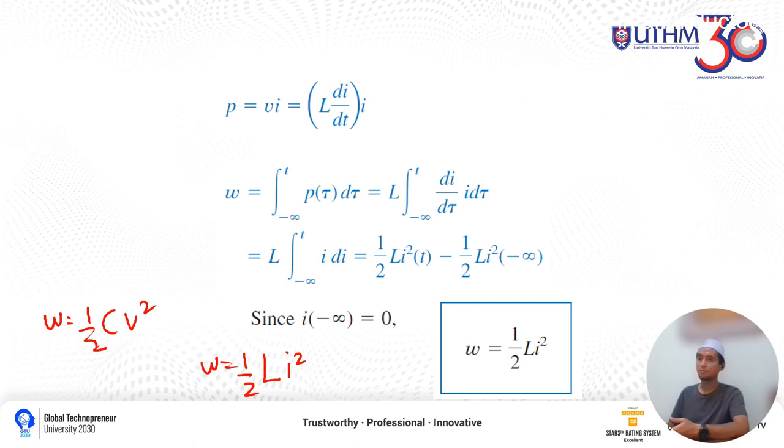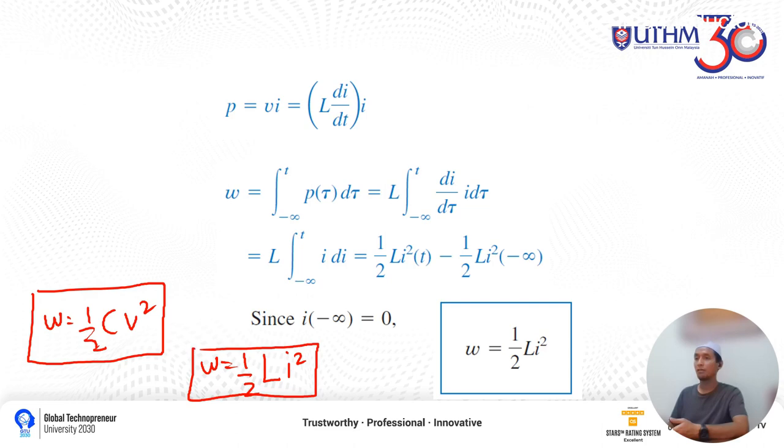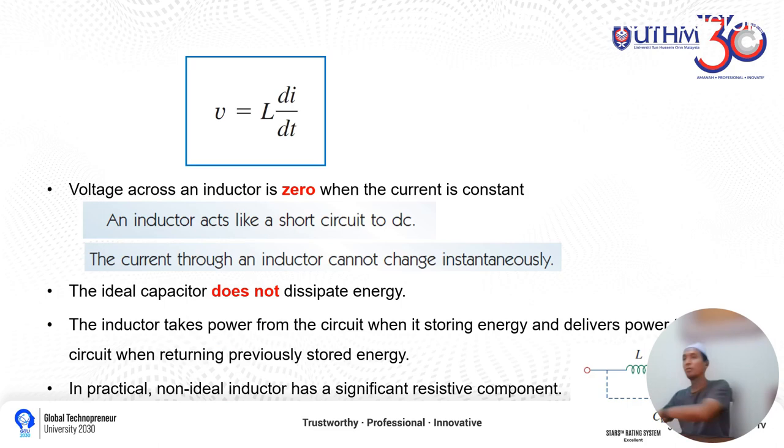W is equal to half times inductance times current squared. So the voltage across an inductor is usually zero when the current is constant. So the inductor acts like a short circuit to the DC supply. And the current through an inductor cannot change instantaneously, same like a capacitor. So the current in the inductor can increase and decrease slowly. It cannot go instantaneously.